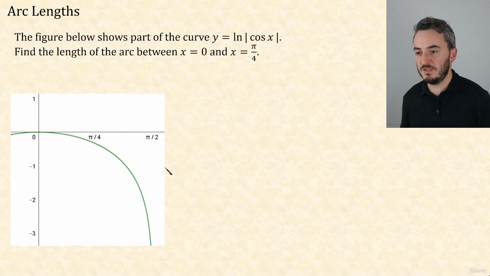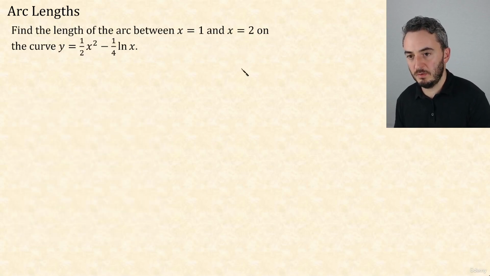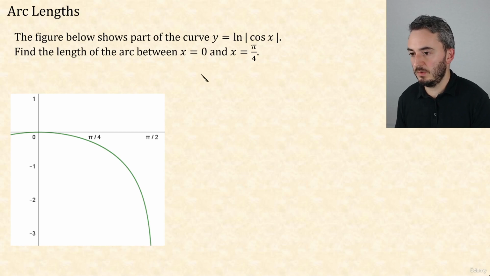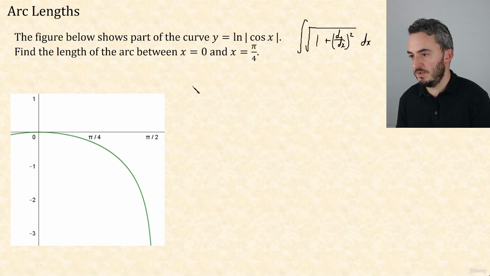The figure below shows part of the curve y equals ln cos x. Find the length of the arc between x equals 0 and x equals pi over 4. So it's actually just this little section here. Okay, well, we need our formula, which is going to be the integral of the square root of 1 plus (dy/dx) squared, with respect to x, between 0 and pi by 4. So we need dy/dx.